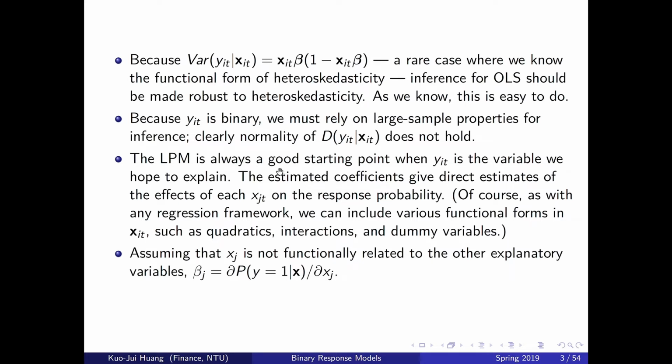And also, the estimated coefficients give a direct estimate of the effects of each xjt on the response probability. As you can see, the beta j is the first derivative of p over xj, so it gives the marginal effects of xj on the response probability. And also, we can modify the linear probability model into a nonlinear one, which includes quadratic or interaction terms. So it is easy to do so.